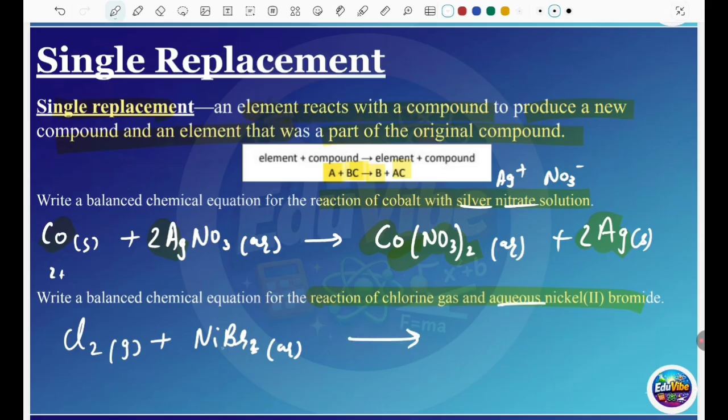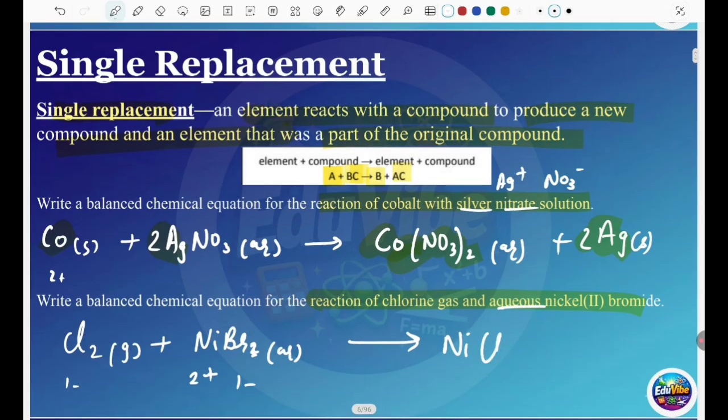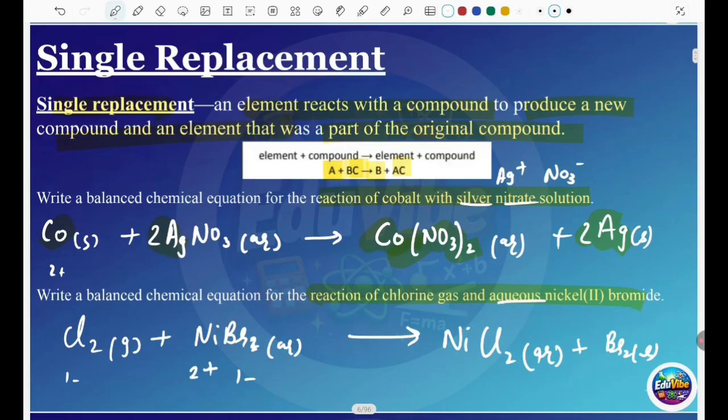So Ni goes with Cl2. Why Cl2? Because this has one negative, Br also has one negative, and nickel has 2 positive. If we do Cl2 with Br2, nothing will happen, because both have negative signs. We have to use things where one has a negative and the other has a positive. So we use nickel with chlorine, and bromide goes out. So we have NiCl2, which is aqueous again, plus Br2 liquid, and this is already balanced.